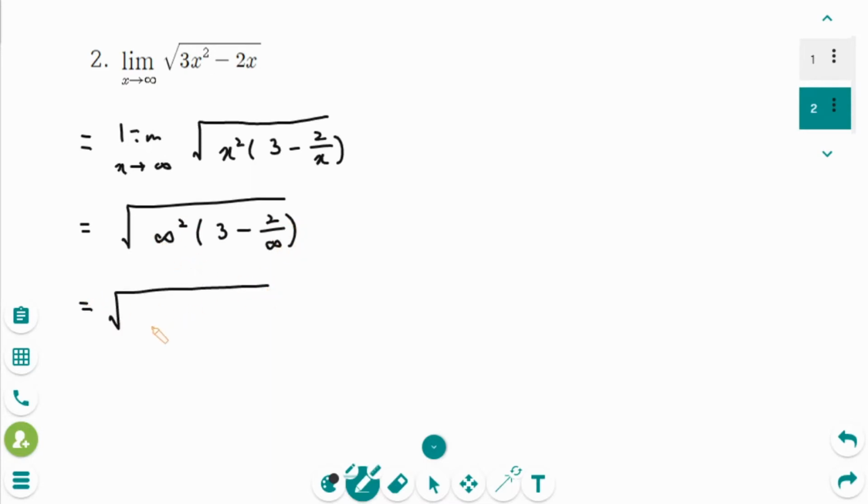So this one is the same as infinity, 3 minus 0. So infinity times 3 is infinity. Square root of infinity is also infinity. The answer is this one.